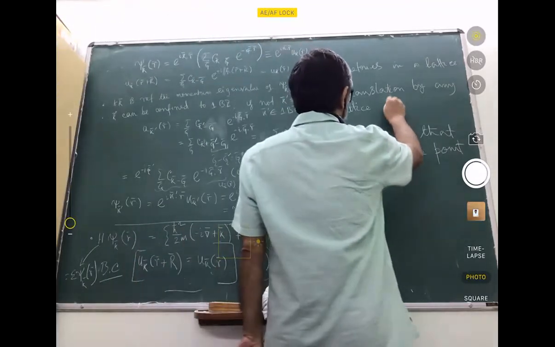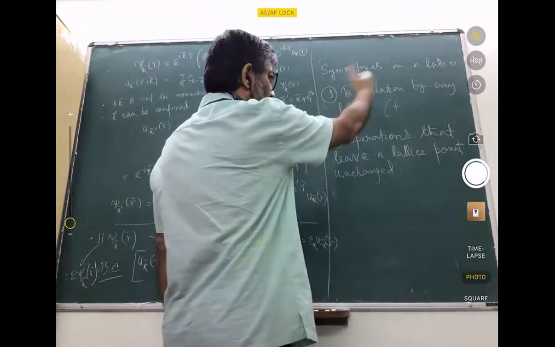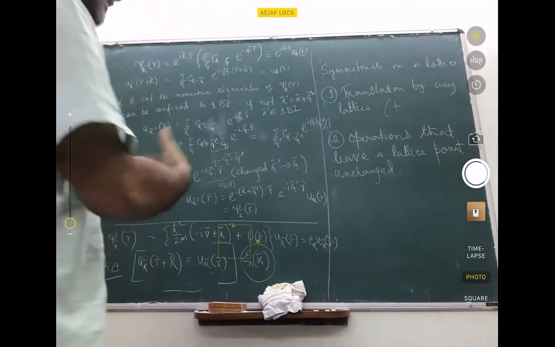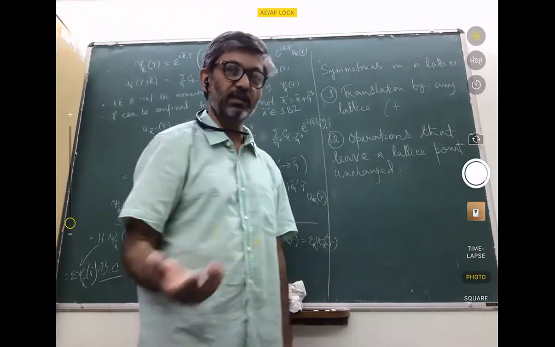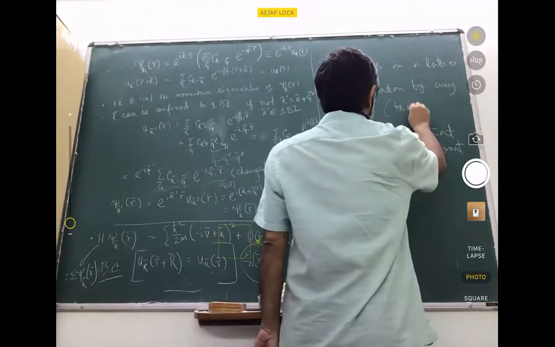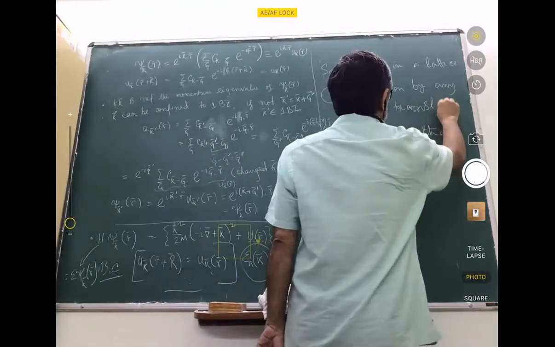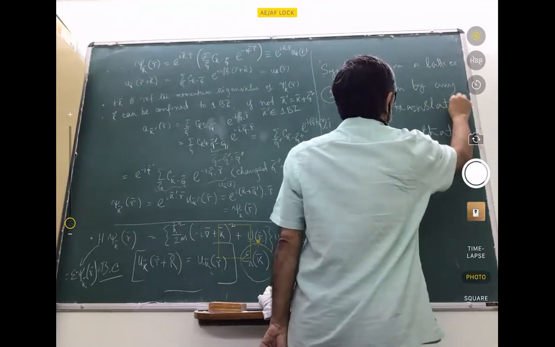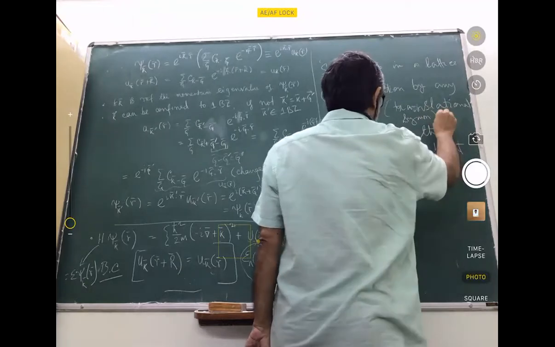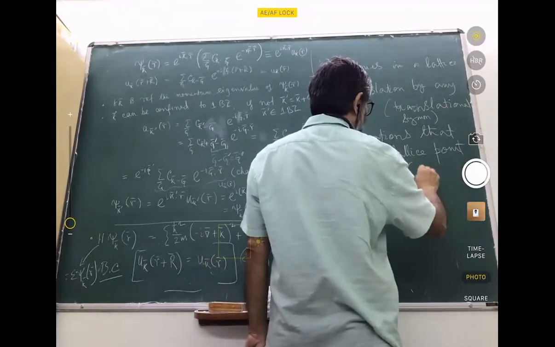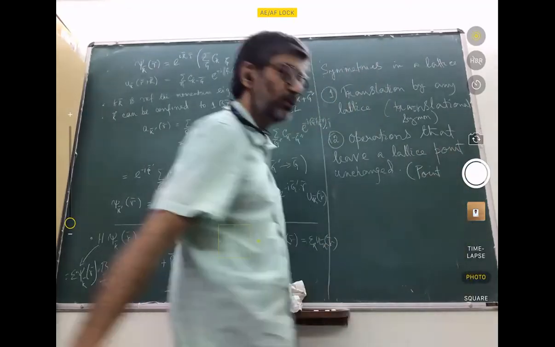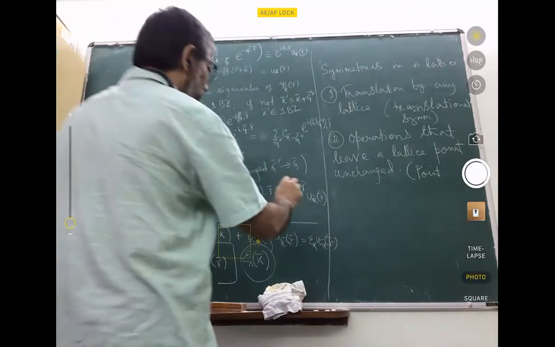So the point is that under these operations, the lattice is mapped onto itself. So the new position of the lattice, the new lattice and the old lattice are exactly the same. So that is what we call a symmetry operation. So these are translational symmetry. And these are called, I'll come to the nomenclature later. But let me first give examples, then it will become clearer.